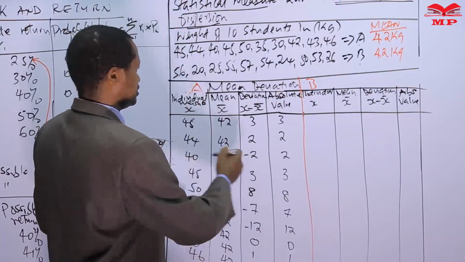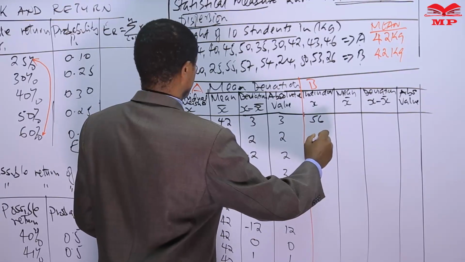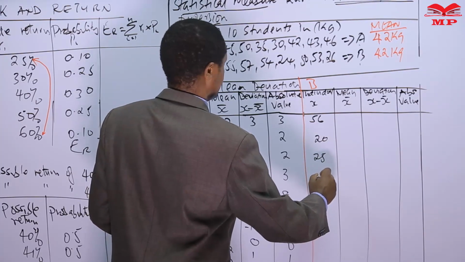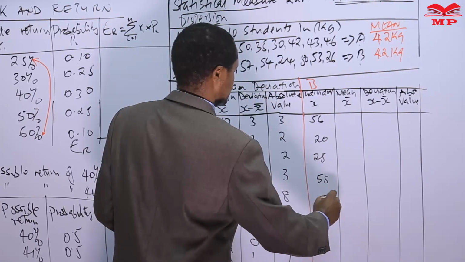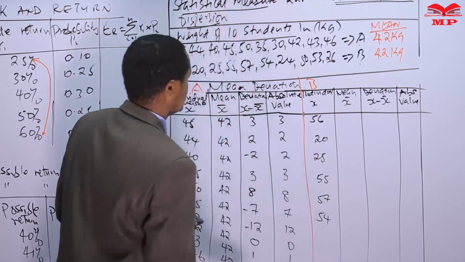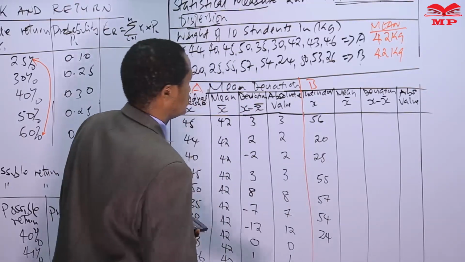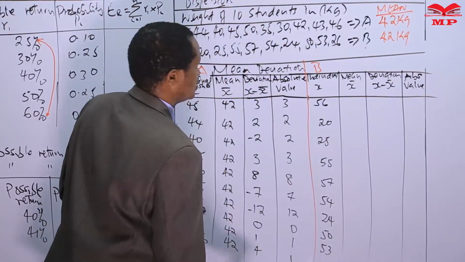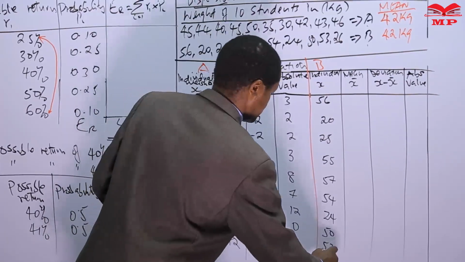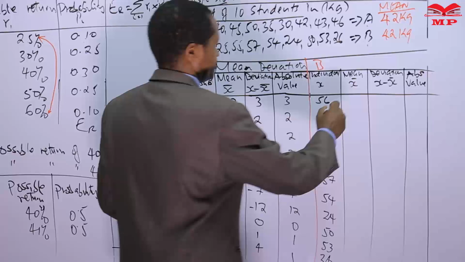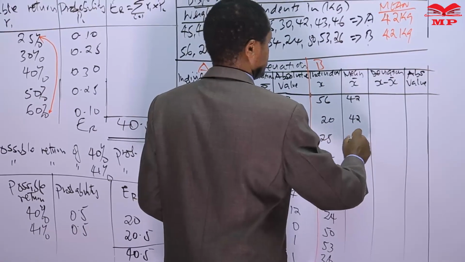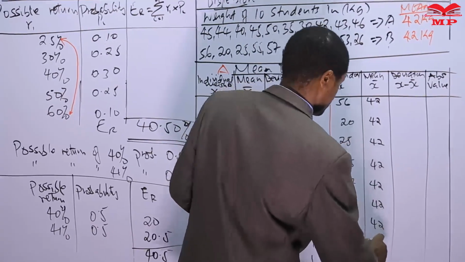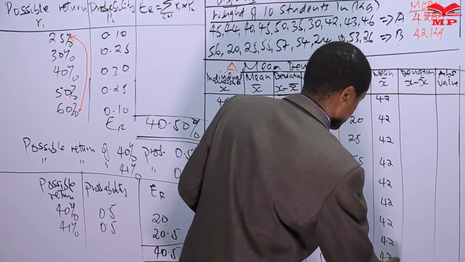So the first one here is 56, 20, 25, 55, 57, 54, 24, 50, 53, and lastly 26. The mean remains 42 for each of them.